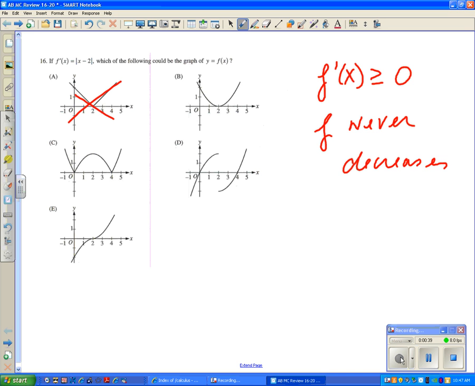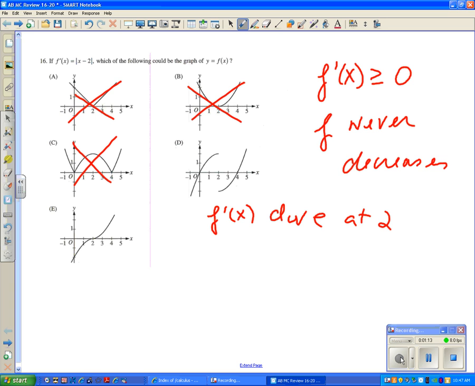And again, up till 2, it's decreasing, so it can't be b. And it's decreasing in c before 0, and then from 2 to 4, it's decreasing. It can't be c. D is increasing all the time, and E is increasing all the time. The only difference being with D, f prime x doesn't exist. D and E does not exist at 2.